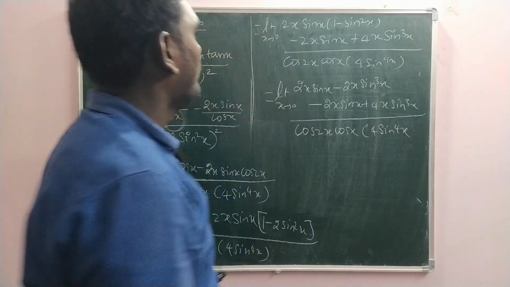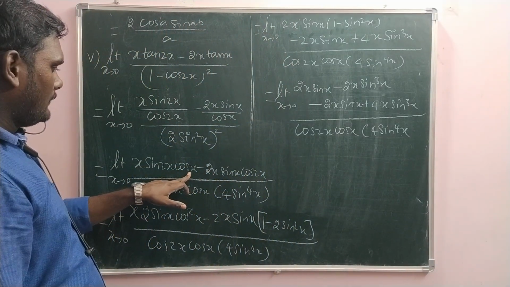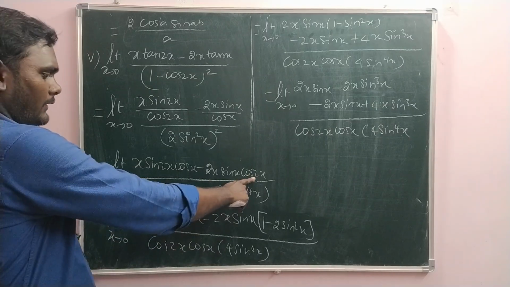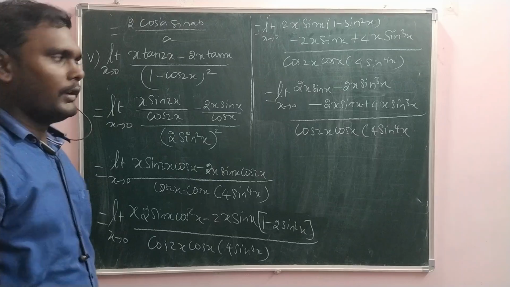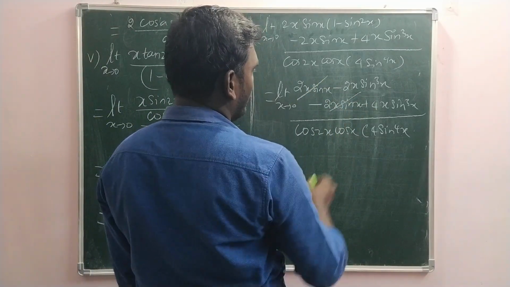Where? This is cos x. Okay, here only cos 2x, that cos 2x I applied here. Okay, and then this plus 2x sin x minus 2x sin x cancelled.